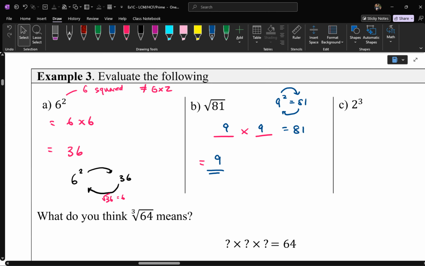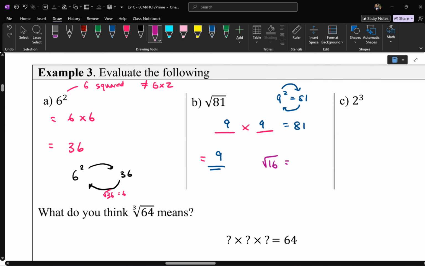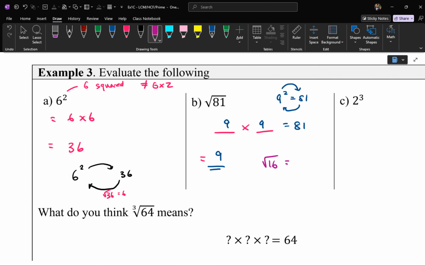I'm going to write up a random one here. What is root of 16 equal to? Can I please have, no, someone different. Let's go with Colleen. 4, very good, because 4 times 4 gives you 16. So you have to think of it as 4 squared gives you 16. Then that means backwards, square root of 16 is 4.